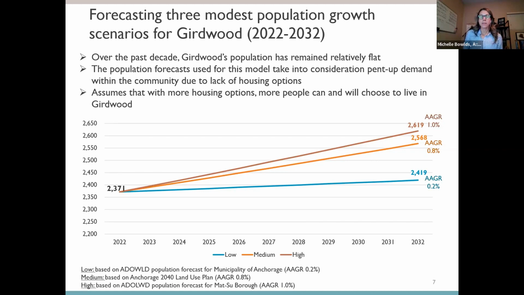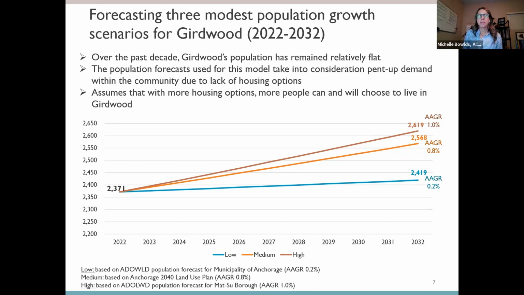The 3 scenarios that we looked at employ 3 different average annual growth rates, which is that AAGR acronym that you're seeing on this slide. The first scenario, which we call the low scenario, is based on the Department of Labor population forecast for the municipality of Anchorage and is roughly a 0.2% average annual growth rate over the next 10 years. That would result in a population growth of an additional 50 people in the community.